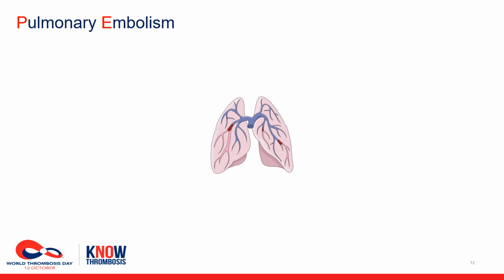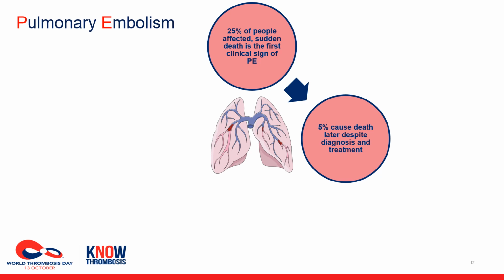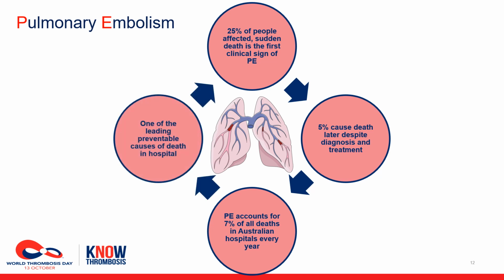So as stated before, one of the main treatment goals of DVT is to prevent a PE, and there are some pretty compelling reasons why. PE, 25% of people affected, unfortunately, sudden death is the first clinical sign that they actually have the condition. 5% die later despite correct diagnosis and appropriate treatment. PE accounts for 7% of all deaths in Australian hospitals every year, and it's one of the leading preventable causes of death in hospital.